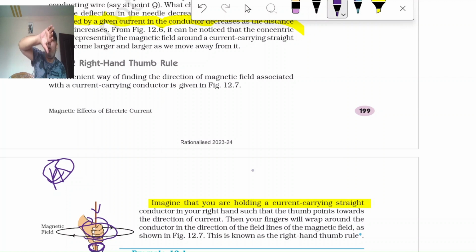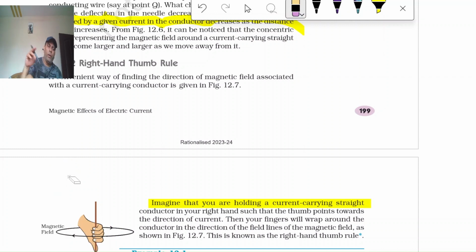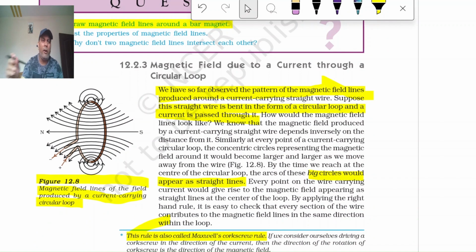Suppose this thumb is our current, and we consider this our conductor. When the current is passing through the conductor in this direction and we close our fingers, the thumb is the current direction and the curl of the fingers is the magnetic field direction. The rest of the fingers show the magnetic direction. That is the right hand thumb rule. For a conductor carrying current, the thumb points in the current direction. You should always remember to find the direction of the current as well as the direction of the magnetic field.